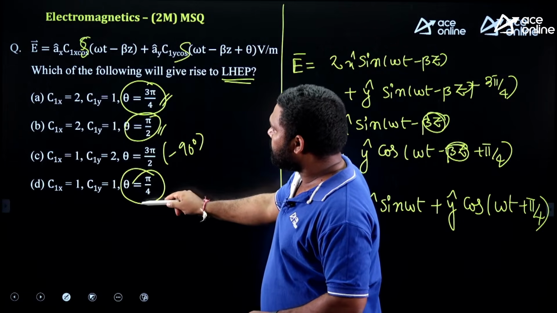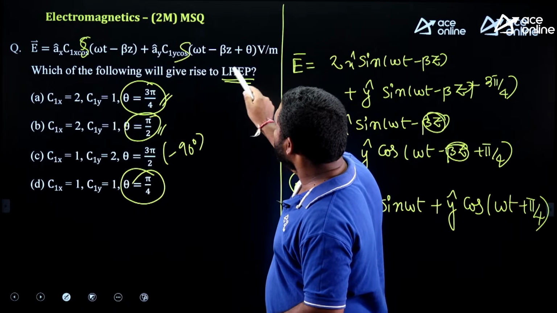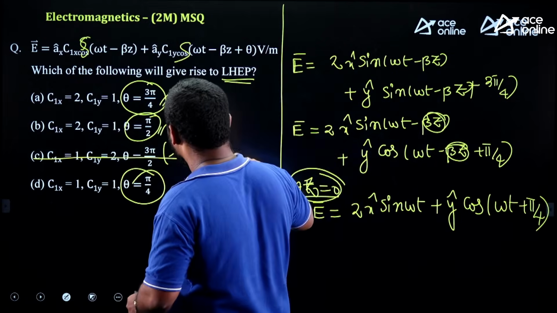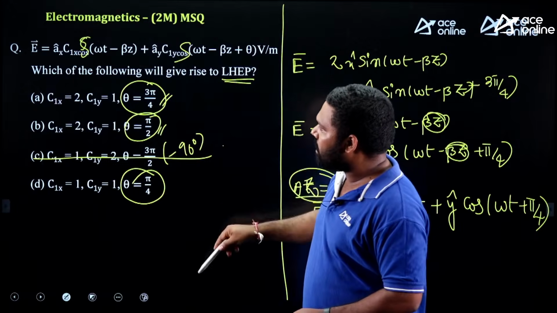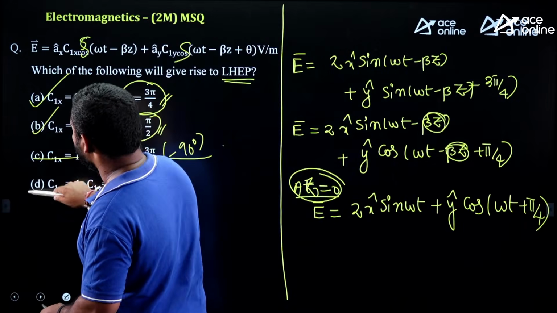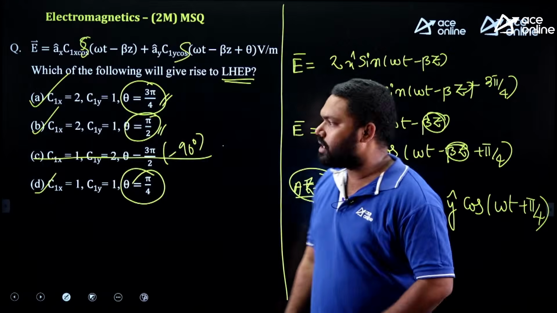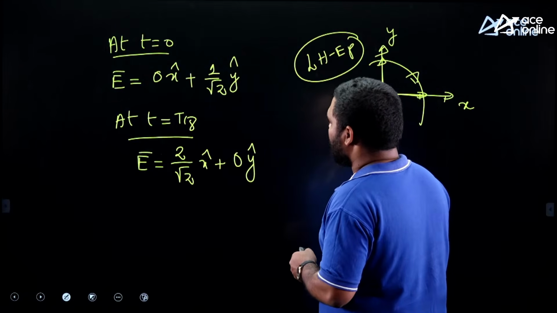So which of the following will give rise to left-handed elliptical? This one is not a left-handed elliptical. Remaining all are left-handed elliptical. So this one, this one, this one is the answer. Clear? Okay.